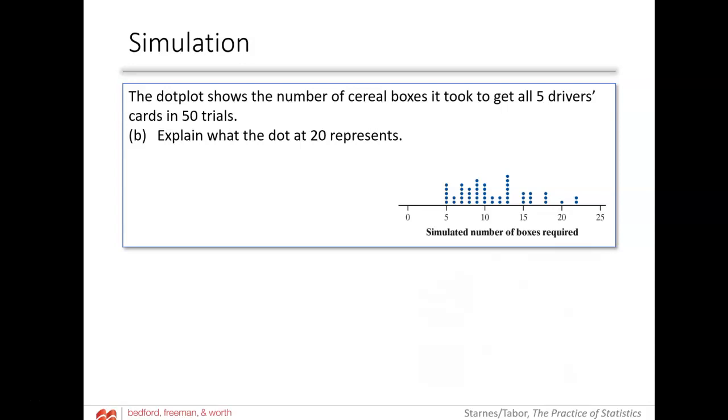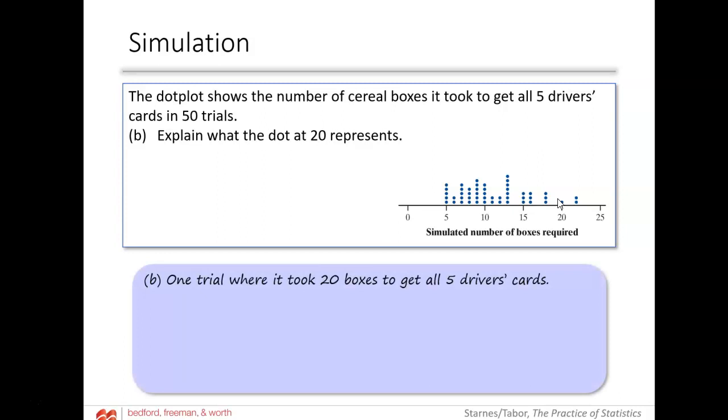All right, so here's what happened. They went ahead and did it, and they got their data of their 50 trials. Explain what the dot at 20 represents. All right, so here's all their trials. There you go, you see them. It says in one trial, it took 20 boxes to get all 5 drivers' cards.